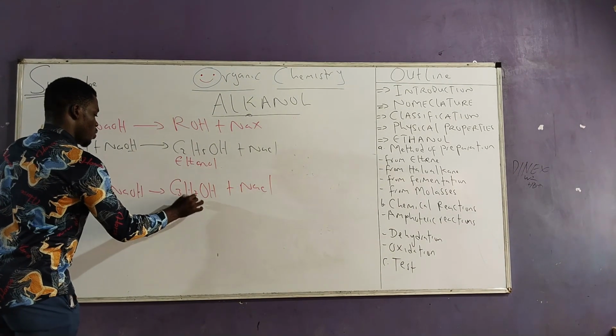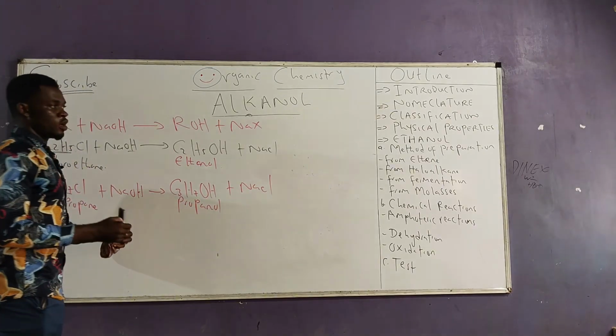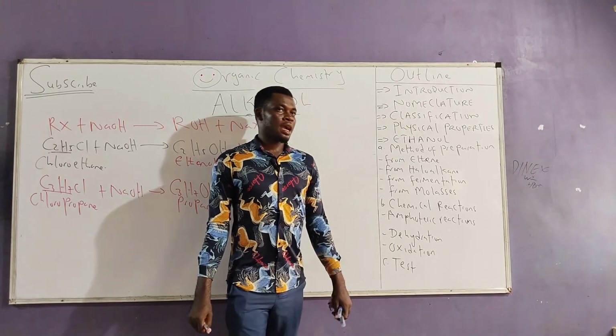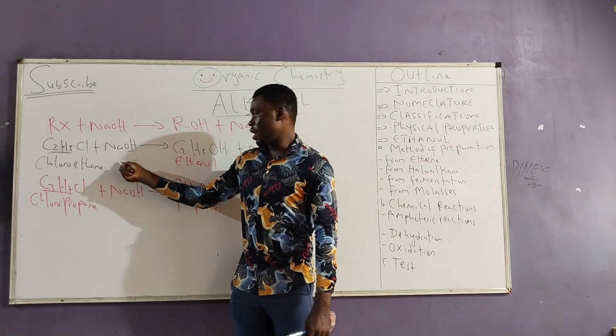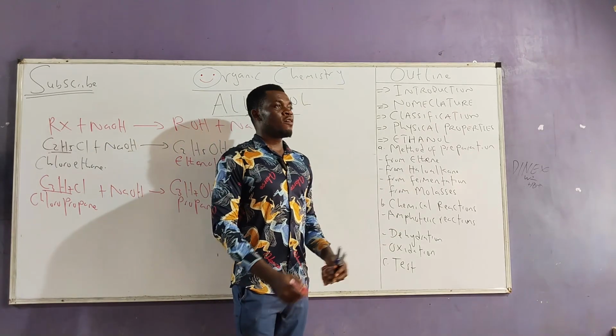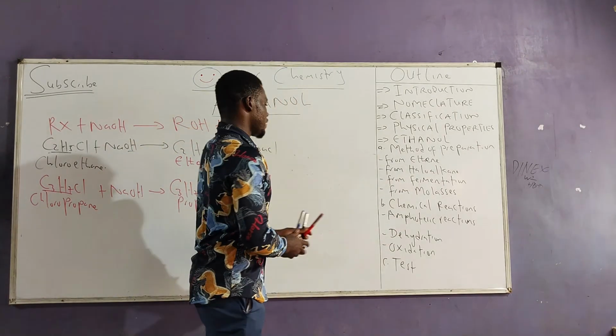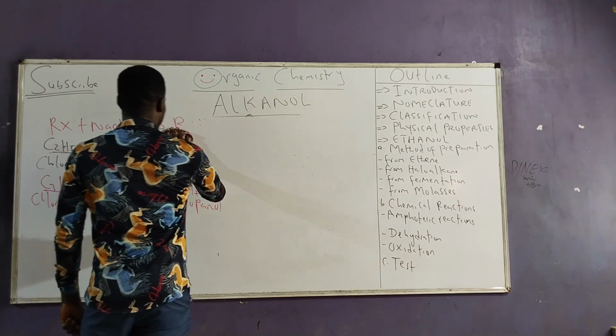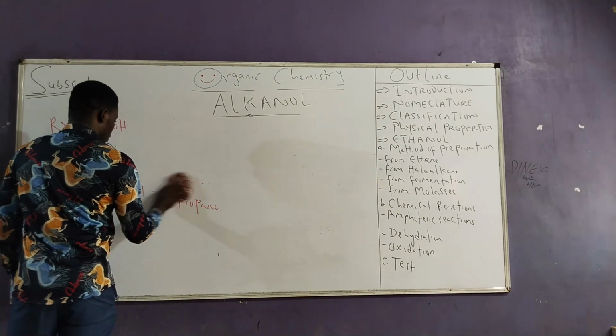So this is ethanol. This is propanol. So I can prepare ethanol from ethene. I can prepare it from a haloalkane. What is that haloalkane? Chloroethane. I can also prepare alkanols from fermentation. Ethanol specifically from fermentation. Now, fermentation is the oldest method used to prepare ethanol.